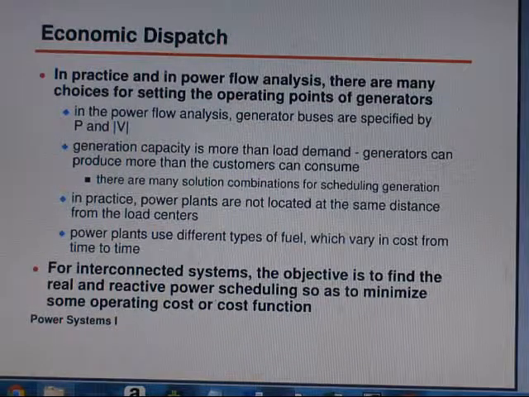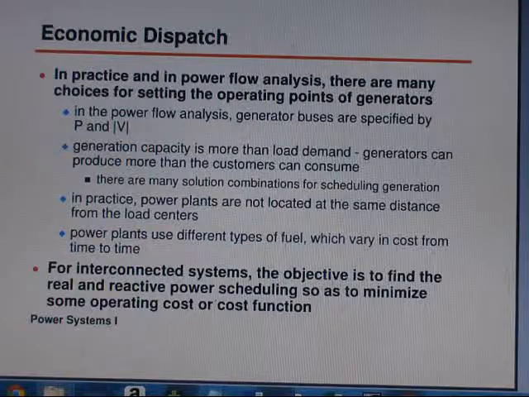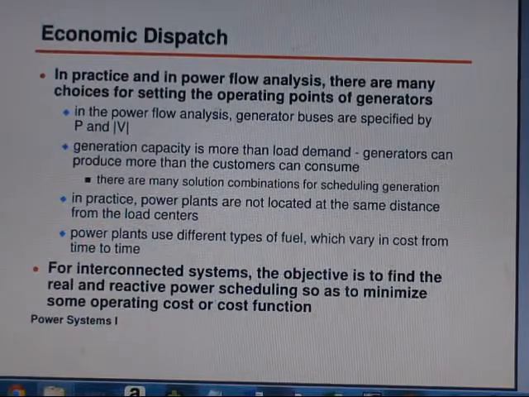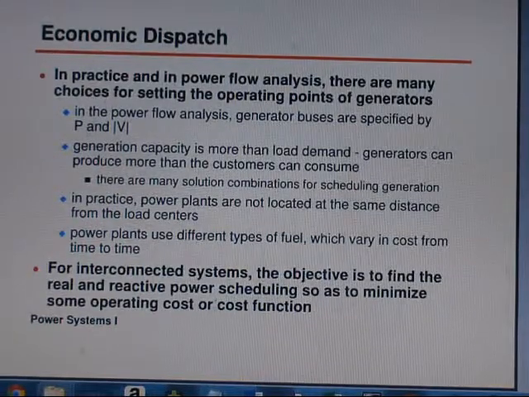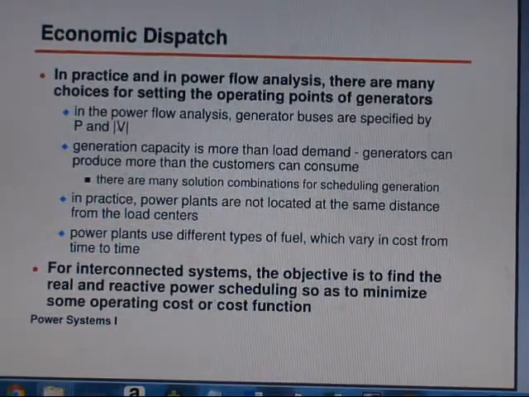So this is an economic dispatch. In practice and in power flow analysis, there are many choices for setting the operating points of the generators. In the power flow analysis, generator buses are specified by the power and the voltage, P and V.